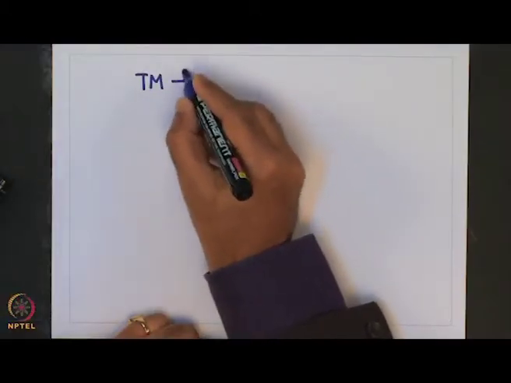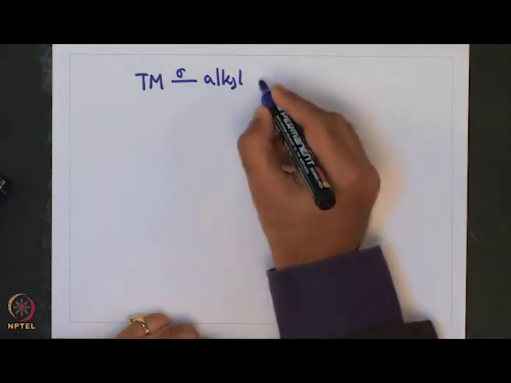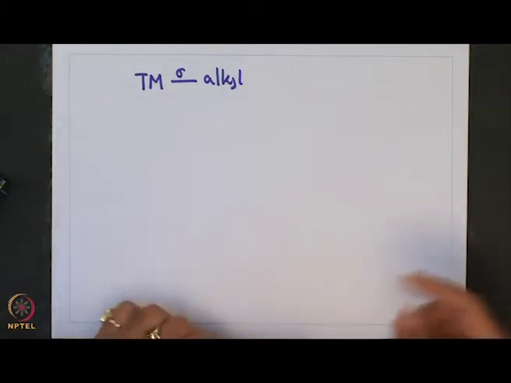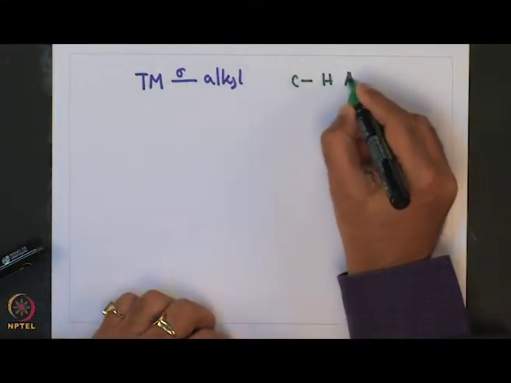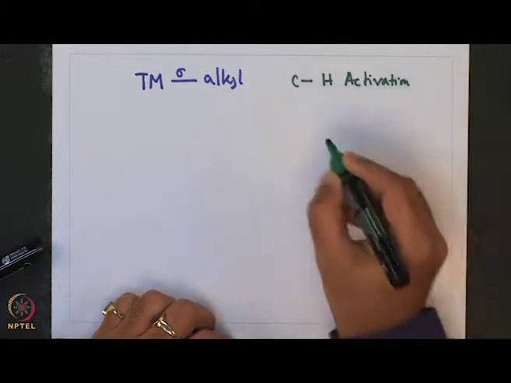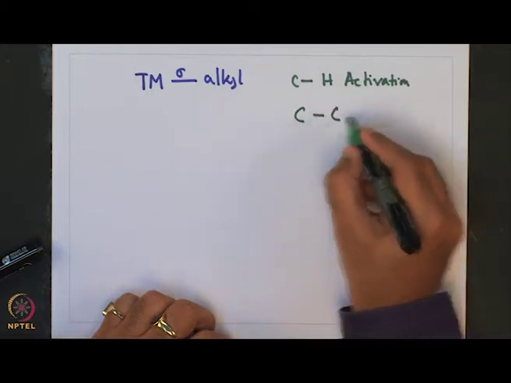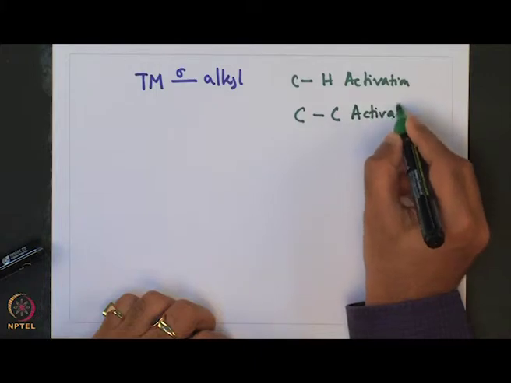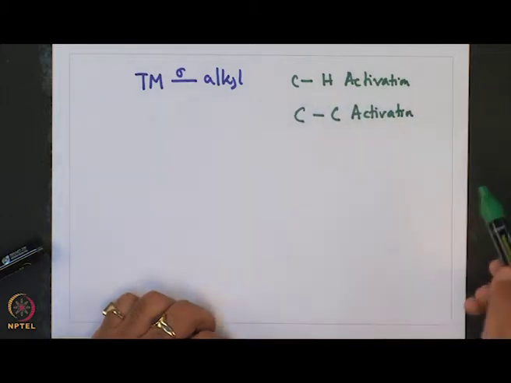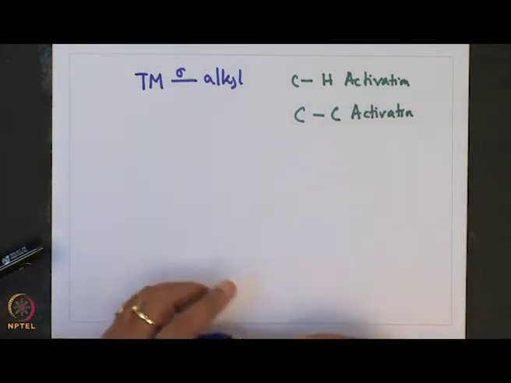Now, to give a brief overview as to how we have been discussing these transition metal sigma alkyl complexes, we have seen that we started off with alkyl type complexes, and in transition metal sigma alkyl complexes we have covered CH activation, as well as CC activation. We have also seen how these activations occurred.